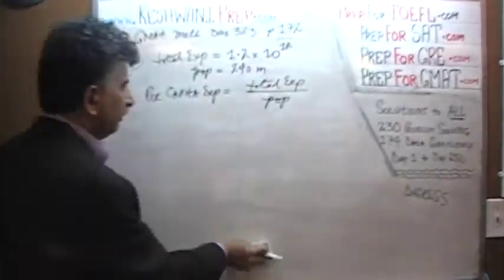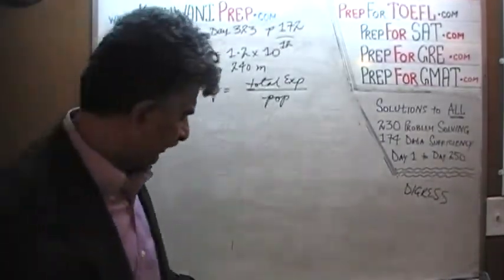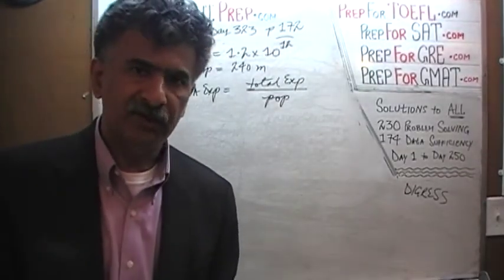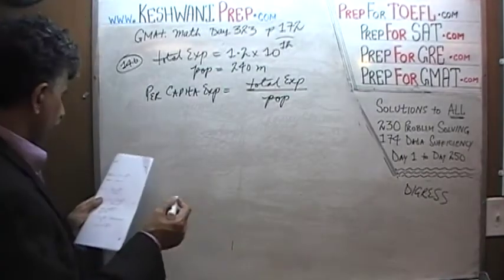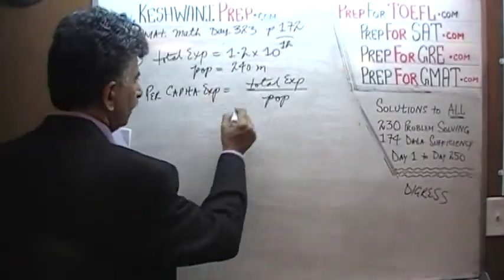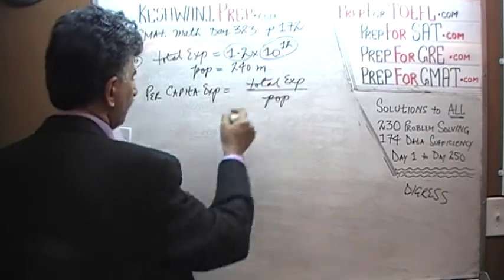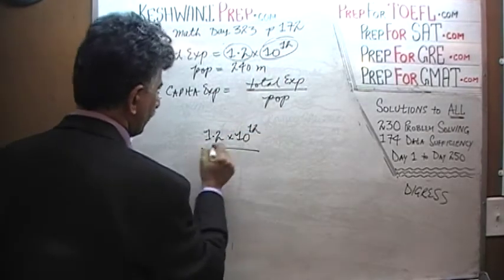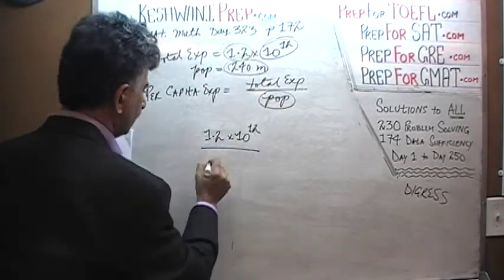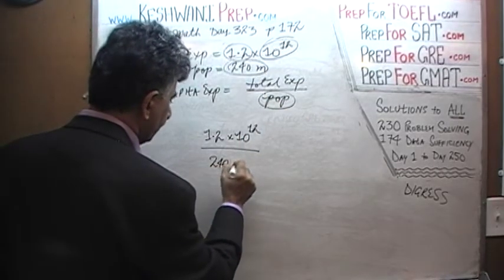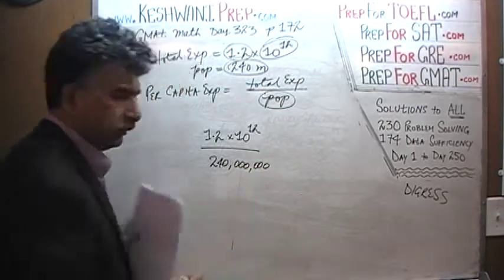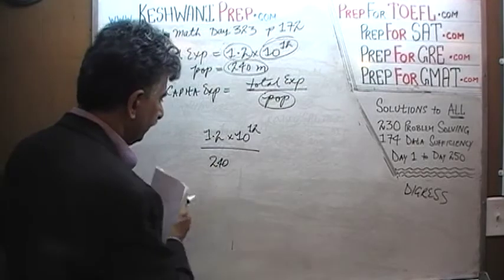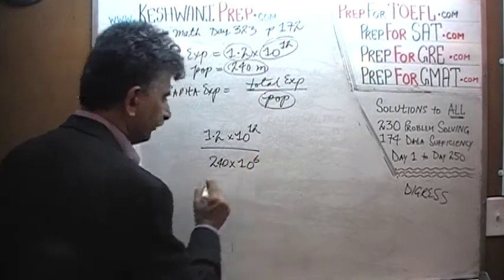We just have to divide one by the other, total expenditure by population. They're just trying to see if you know how to manipulate your numbers in scientific notation. That's all it is. So let's begin then. On the top, we're going to have the total expenditure, which is 1.2 times 10 raised to 12, over the population, which is 240 million, which of course can be written as 240 times 10 raised to 6.